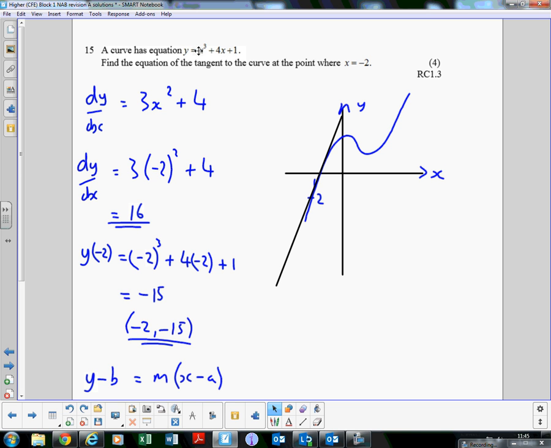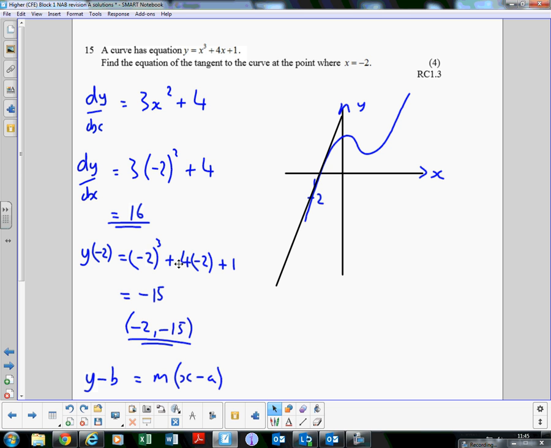To find the gradient, we differentiate and substitute in the x coordinate. So that will result in a gradient of 16. I have the x coordinate, I do not have the y coordinate. How do I find the y coordinate? Well, y equals this. It's basically shorthand for the y coordinate. It's the x coordinate cubed plus 4 times the x coordinate. So if I want the y coordinate, substitute in the x coordinate. And that gives us a y coordinate of -15.